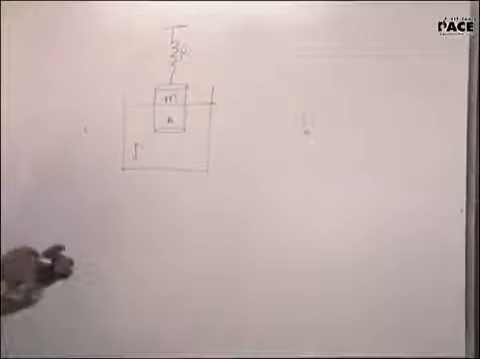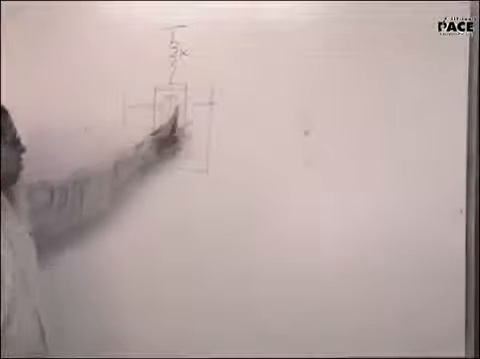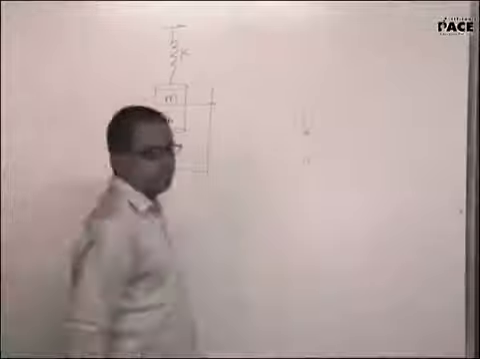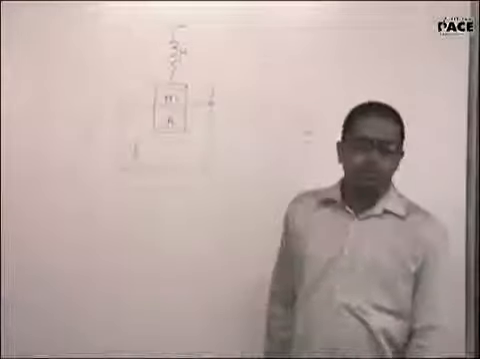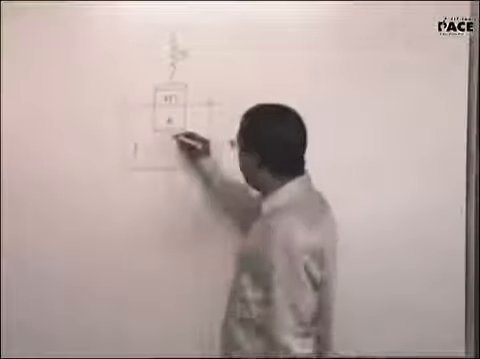Find the time period of the oscillation. Symbols mean the same. Rho is the density of the liquid, m is the mass of the block, A is the area of cross section, k is the spring constant. The answer is 2 pi root m upon A rho g plus k. Right. Now here you will be adding both.